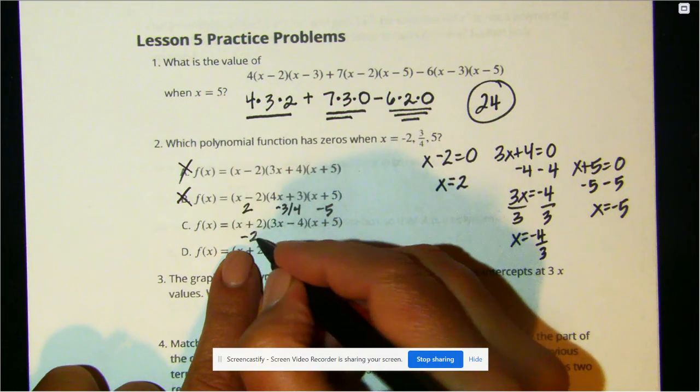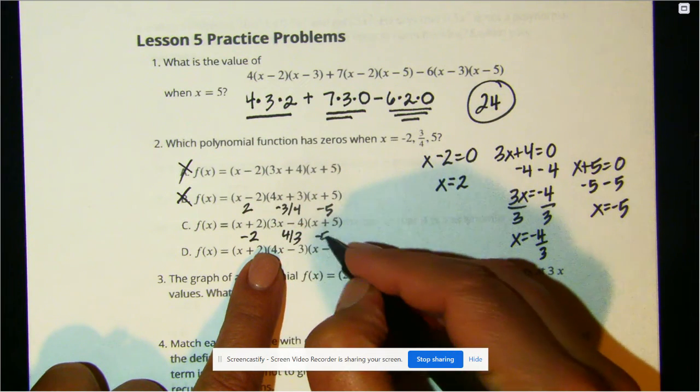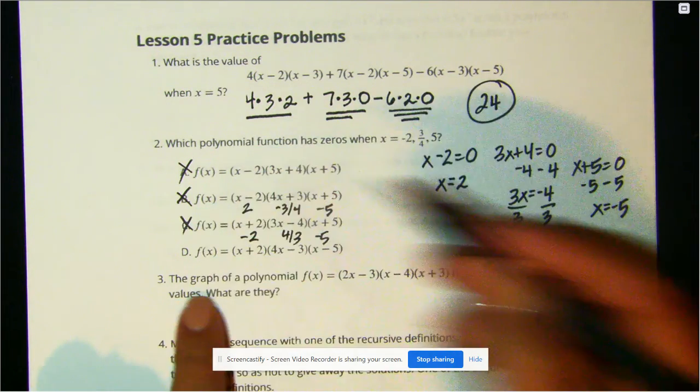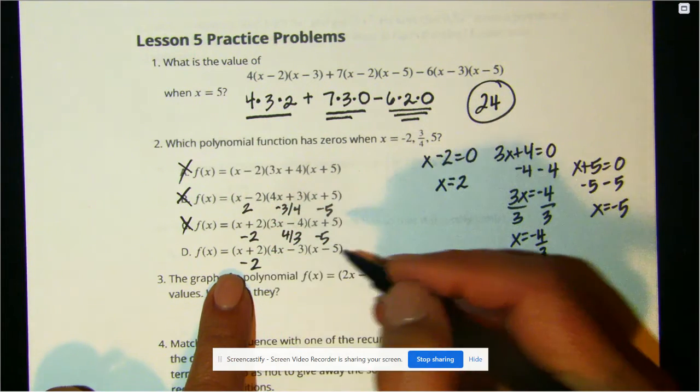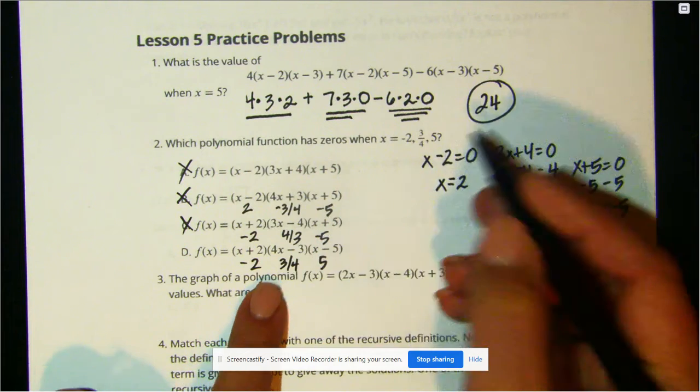-2 would make that 0. 4/3 and -5. Nope. -2, 3/4, and +5. There it is.